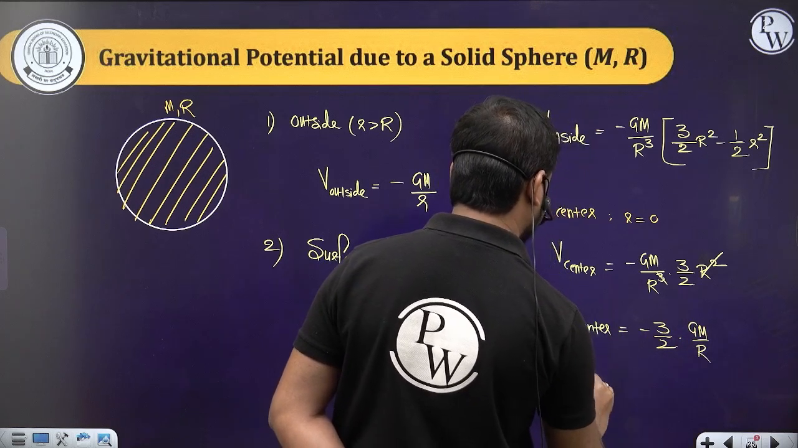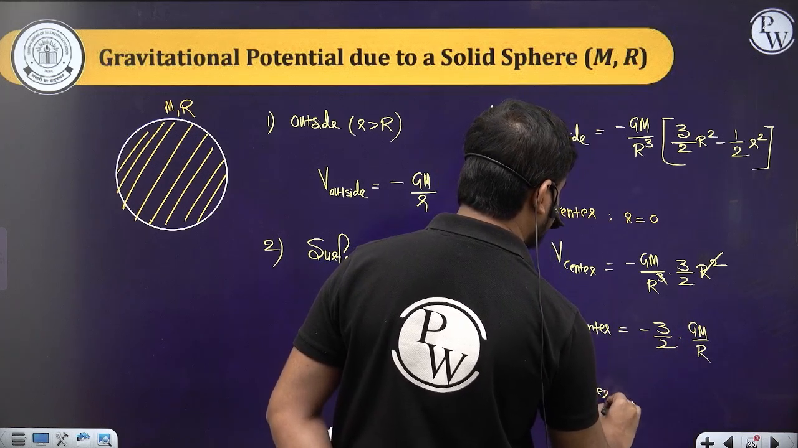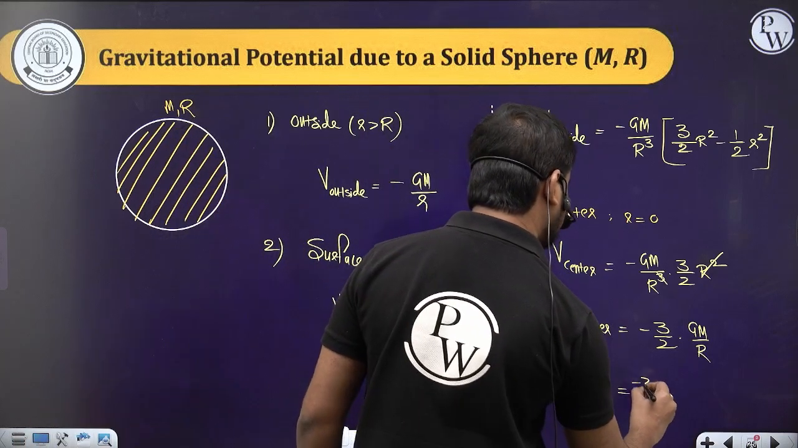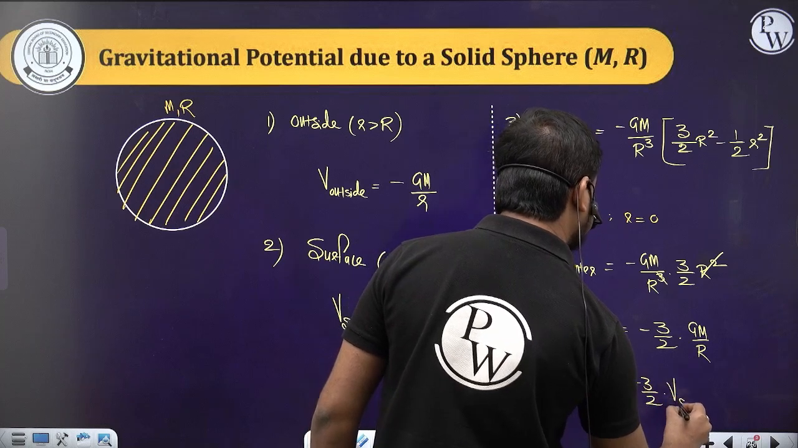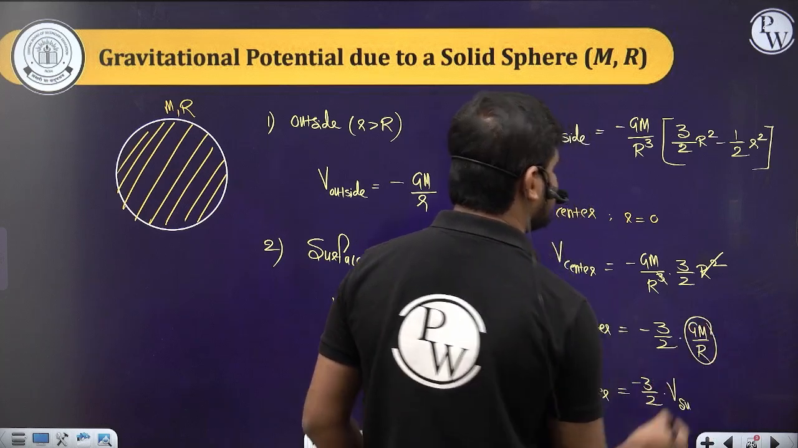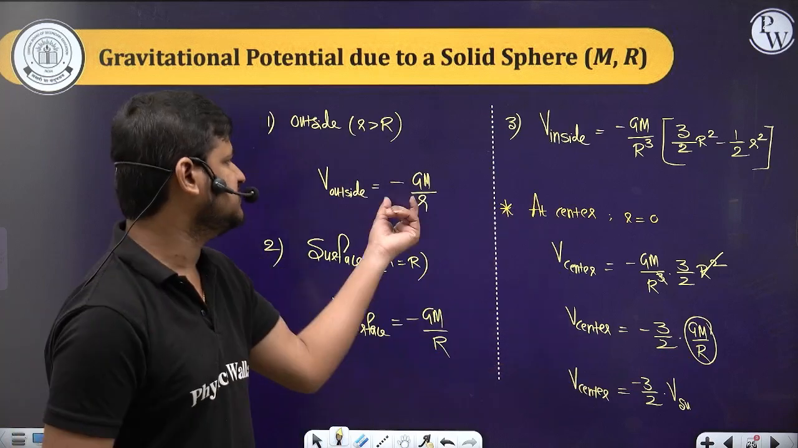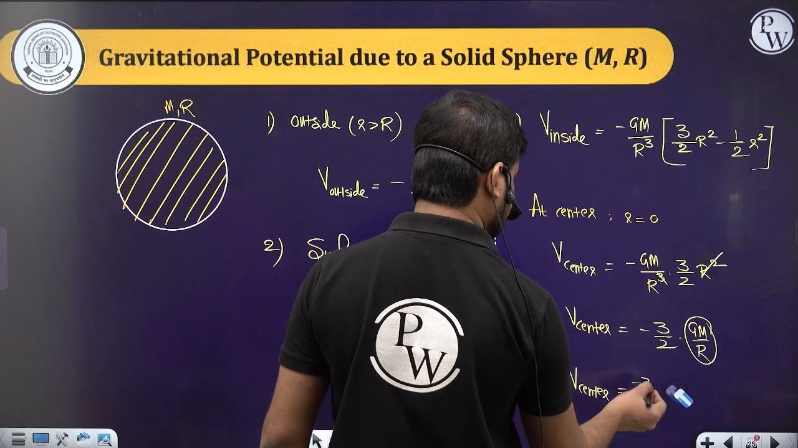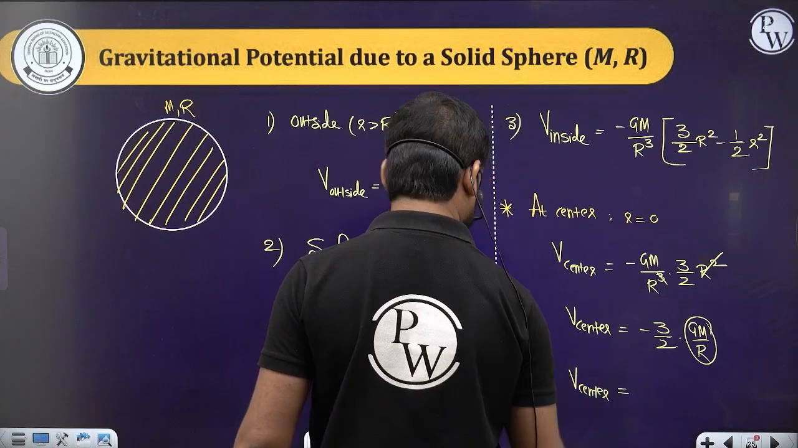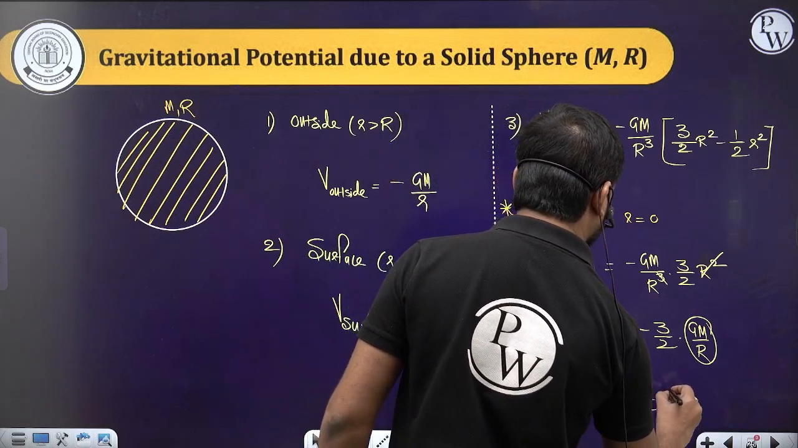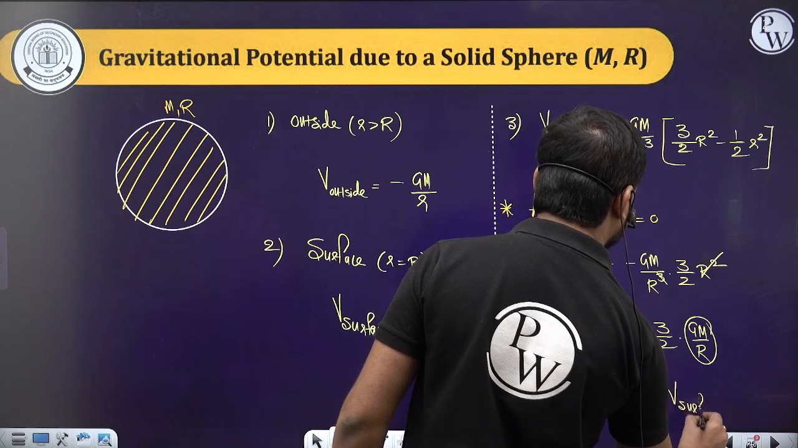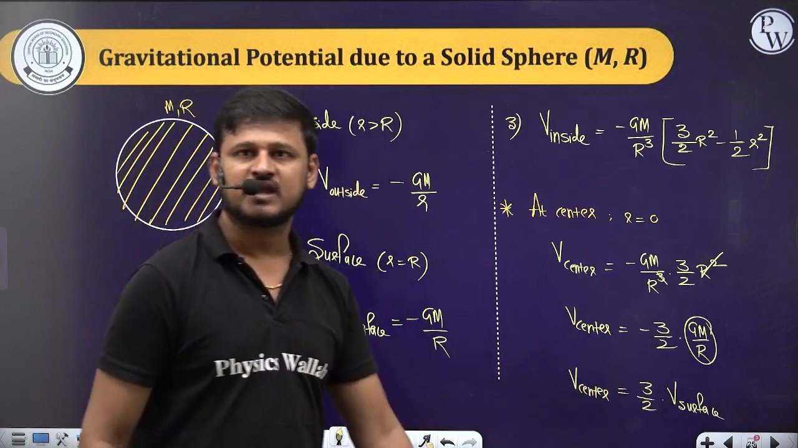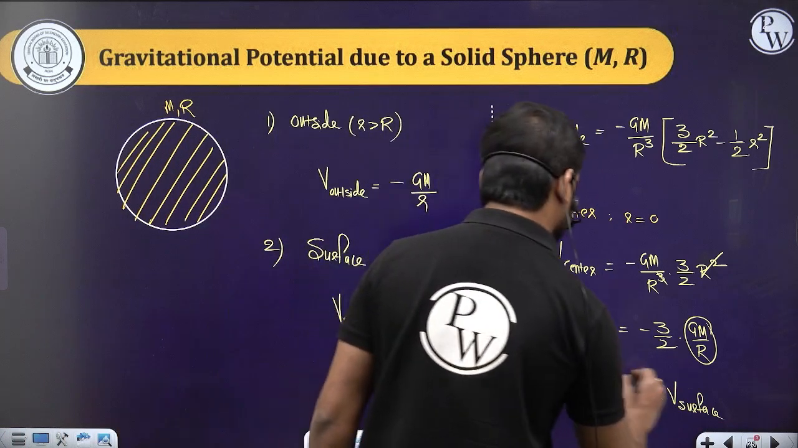Which is nothing but, the potential at the center of the solid sphere will be equal to 3 by 2 times the potential at the surface. This one I can write as the potential at the surface of the solid sphere, which is minus GM by R. You can take out the minus also because the surface potential formula already includes minus GM by R. Done? So this is a relation.